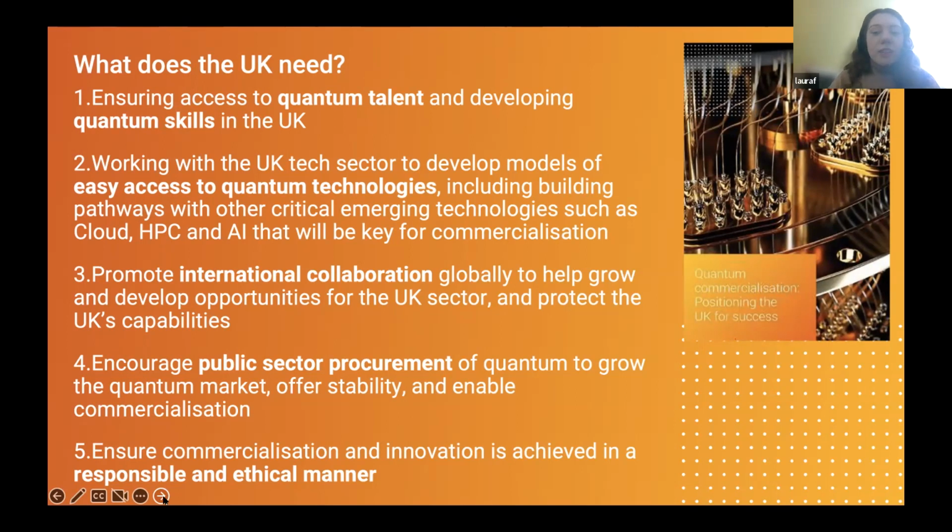The second area is developing models of easy access to quantum technologies, and this includes building pathways with other forms of critical emerging technologies such as cloud, HPC, and AI, which is going to be key, especially for that early stage of commercialization. There's some really great examples where this is happening already in the UK. There's somewhere called the Hartree Centre, which is based up in Warrington. For those unfamiliar with the UK, that's like the Northwest. And they've got a £210 million partnership with IBM to start bringing all of these different technologies together.